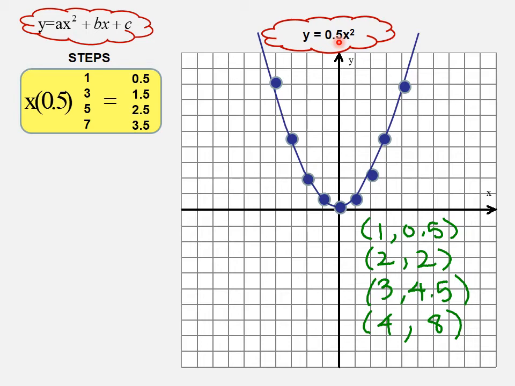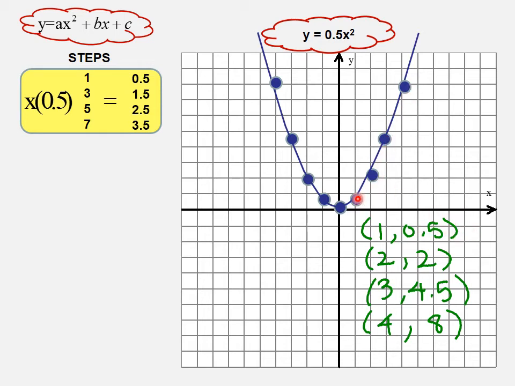So notice that if you compare 0.5x squared to your original x squared, it looks like it's a little bit wider. So maybe multiplying by a fraction, that means something less than 1, multiplying by a fraction makes your parabola a little bit wider.